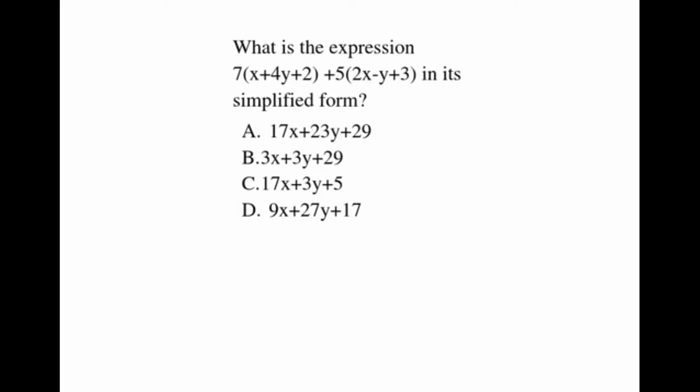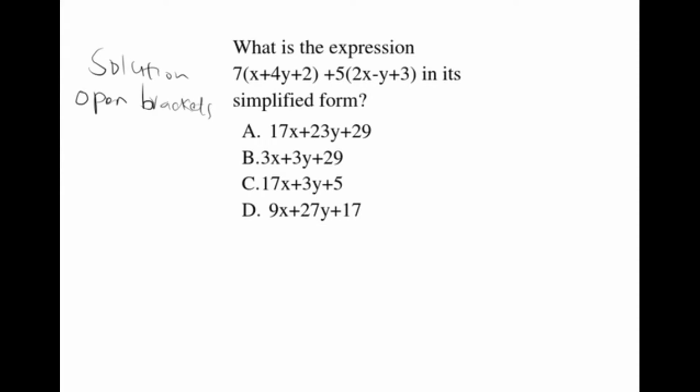What is the expression 7(x + 4y + 2) + 5(2x - y + 3) in its simplified form? Solution. We are first going to open the brackets.